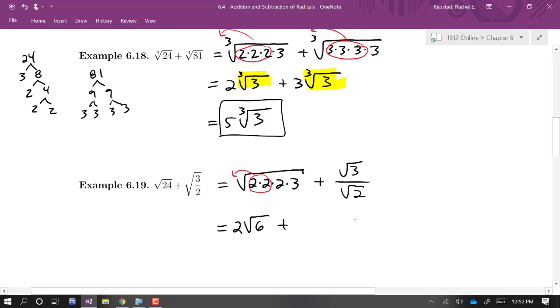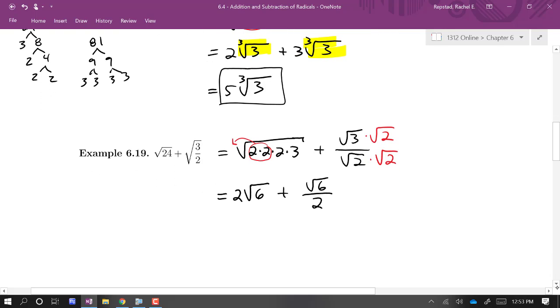With this fraction, we're going to rationalize that denominator. So we'll multiply top and bottom by the square root of 2. On the bottom we have 2, up top we have the square root of 6. Now there's a couple of ways we could approach this, but I'm going to think of it as adding fractions. So this first one, 2 root 6, that's 2 root 6 over 1, we can get a common denominator. Multiply top and bottom by 2. Now our common denominator is 2.